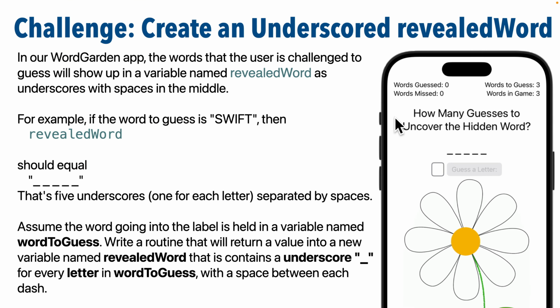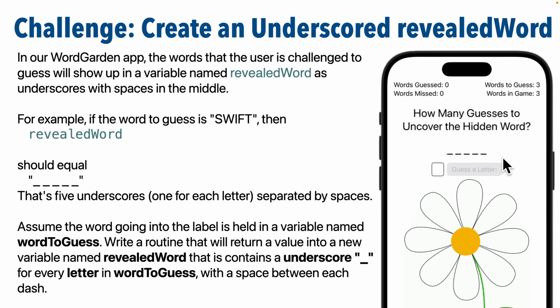So now let's use what we've learned about strings and iterating through strings for another challenge, and we'll leverage the solution to this challenge in the WordGarden app in our next video. So in our WordGarden app, a word that the user is challenged to guess will show up in a revealed word variable as underscores with spaces between the letters. So for example, if the word to guess is Swift, S-W-I-F-T, then the revealed word should be 5 underscores separated by spaces. Now assume that the word the user will be guessing is held in a variable named wordToGuess, and write a routine that will return a value revealedWord that contains an underscore for every letter in wordToGuess with a space between each underscore.